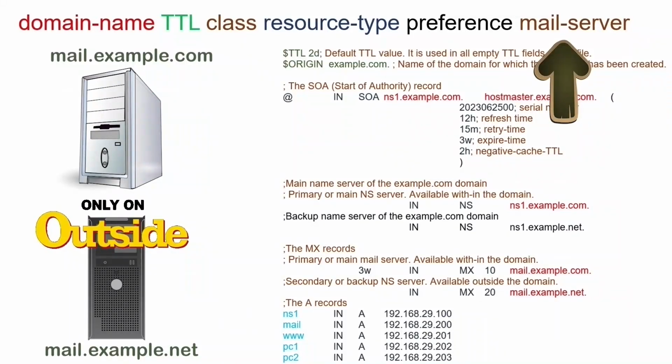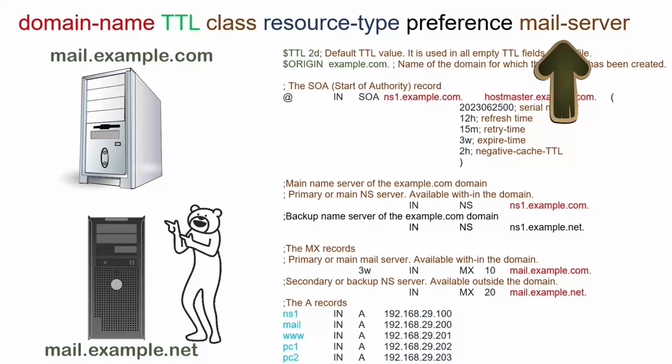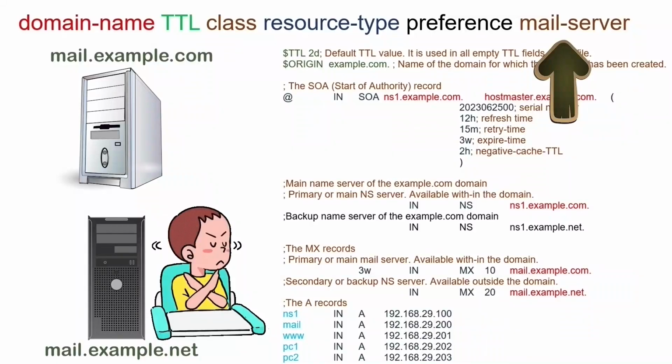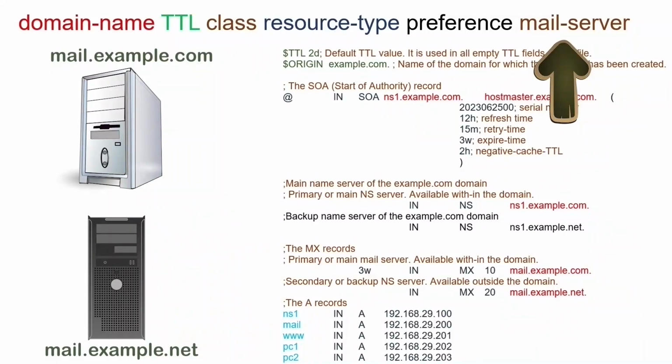If the mail server is available outside the domain, we do not need to add a host record for that in the zone file of this domain. We need to add a host record for it in the zone file of that domain. In our example, we do not need to add a host record for mail.example.net in the zone file of the example.com domain. We need to add a host record for mail.example.net in the zone file of the example.net domain.